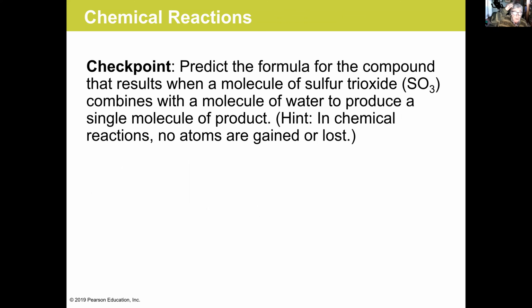Okay, predict the formula for the compound that results from a molecule of sulfur trioxide, SO3. You're going to add H2O to SO3. So what's the resulting molecule going to be? Remember, you don't lose any atoms. So it has to be the oxygen in water is added to the O3 to make O4, and you have to add 2 hydrogens, so it's H2SO4. It happens to be sulfuric acid. Right.